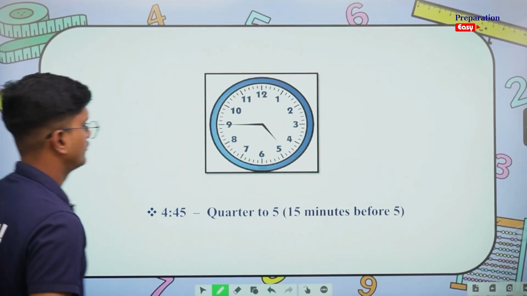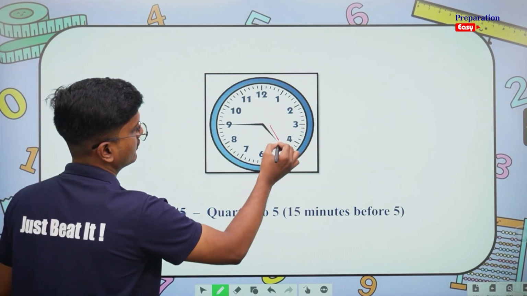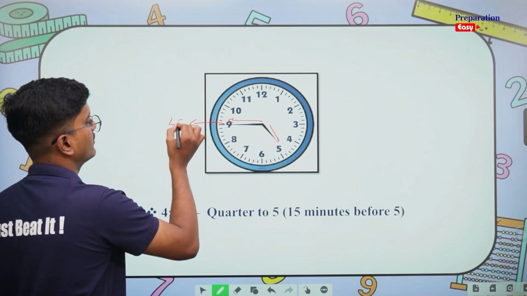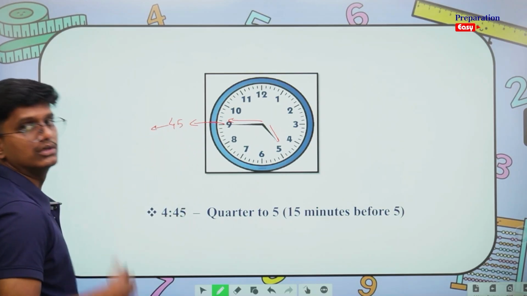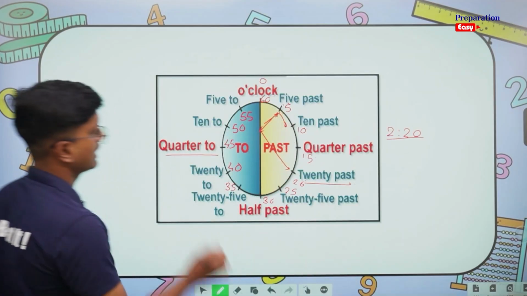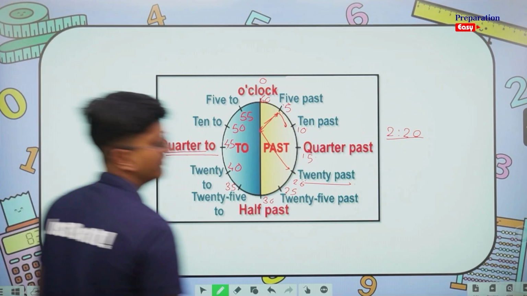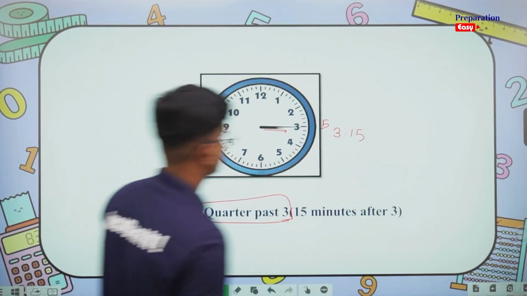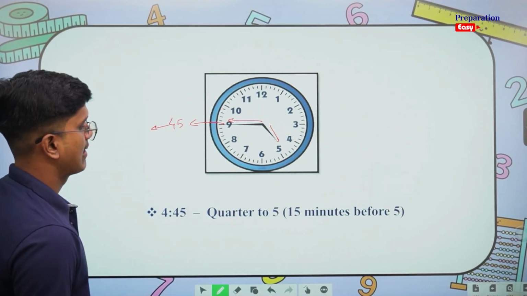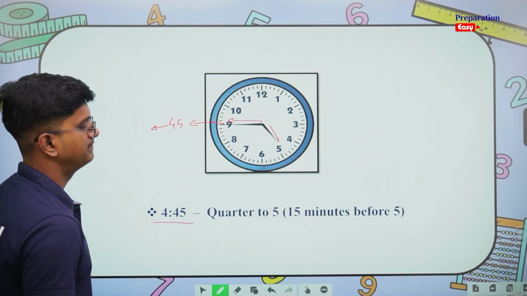Okay, let's move further. Here we have the hour hand on the 5, and our minute hand is on 9. 9 means how much? 45. So we will say it as quarter to, right? We can check in this diagram. When we have 45, it's quarter to. So we will be reading it as quarter to how much? Quarter to 5, right? It's 4:45.